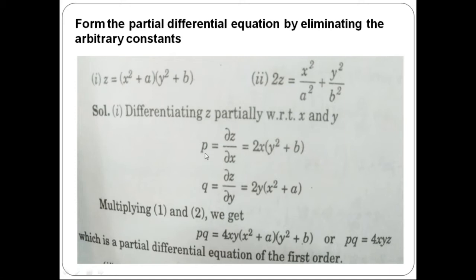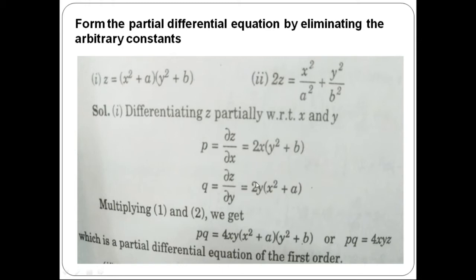We have the values of p and q. You should understand that you can add, multiply, divide, or do anything with these equations, in accordance with the question. Because in the question we have multiplication, if I multiply these two equations, the first equation and the second equation, it will be p into q.